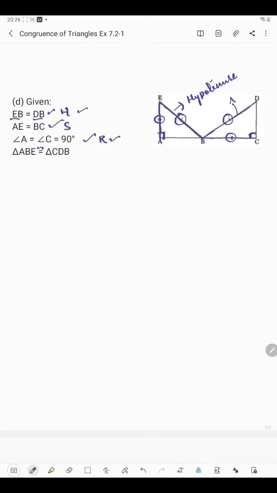Since here side AE is equal to side BC and hypotenuse BE or EB is equal to DB, and angle A and angle C are 90 degrees, so we can write triangle ABE is congruent to triangle CDB by RHS congruence criterion.